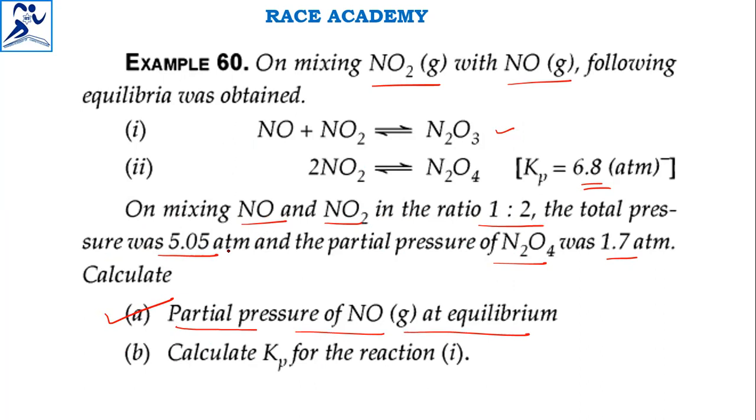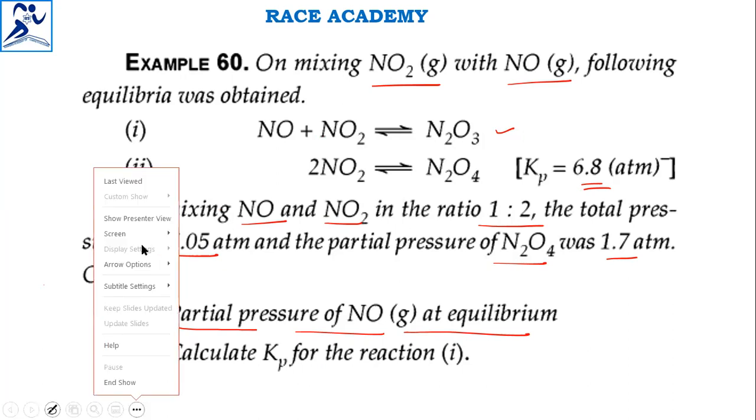The partial pressure of nitric oxide at equilibrium we will first calculate by considering all this information, that is, nitrogen dioxide formation. Nitrogen dioxide gives N2O4. This is the synthesis of dinitrogen tetroxide.